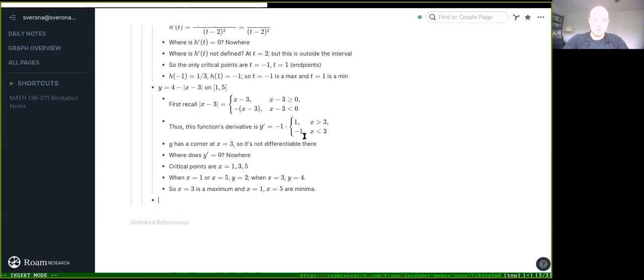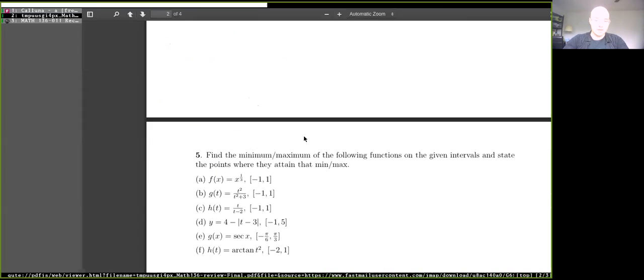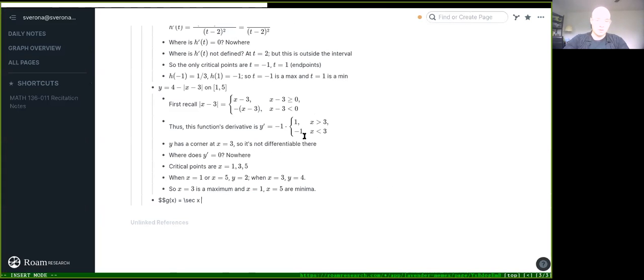Okay. I think this is g of x equals secant x on negative pi over 6 to positive pi over 3. I remember doing this problem already, but I'll do it again. So as with the others, my first step is to differentiate. That'll give me secant times tangent.